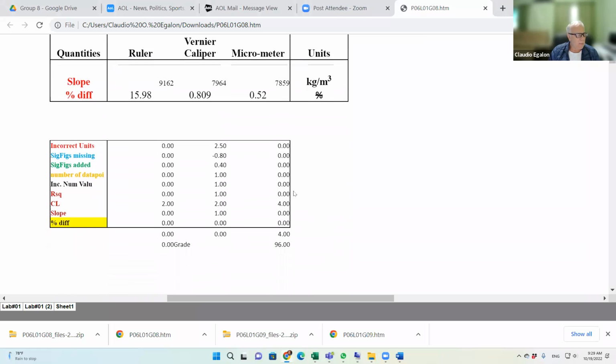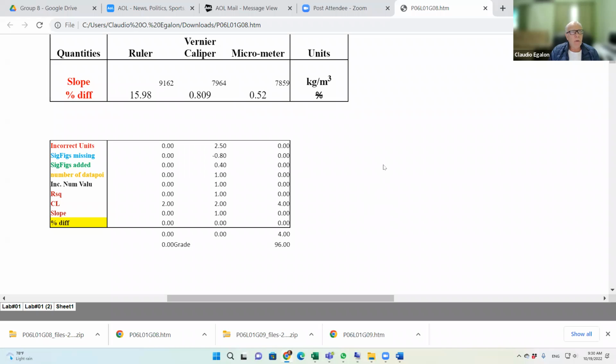Sometimes the students miss that. Incorrect numerical values. I have seen that, but they didn't have any problems. R squared. Students sometimes miss on the R square. CL. CL is what I see the most mistakes on, okay? Frequently students miss on the CL. And the slope, right? Sometimes the students plot the wrong graph and they come up with the incorrect slope. And I take out points from the slope and the percentage difference.